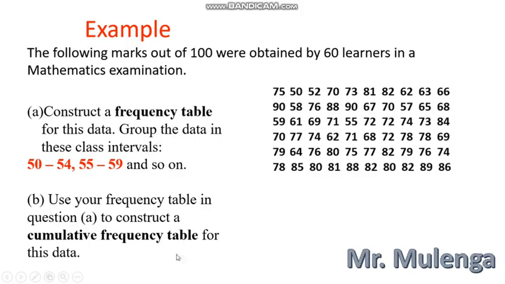The data should be grouped in the class intervals that they have given us, from 50 to 54, 55 to 59. So this is grouped data. We are organizing the data, or writing the data, in intervals. Then question B: use your frequency table in question A to construct a cumulative frequency table for this data.